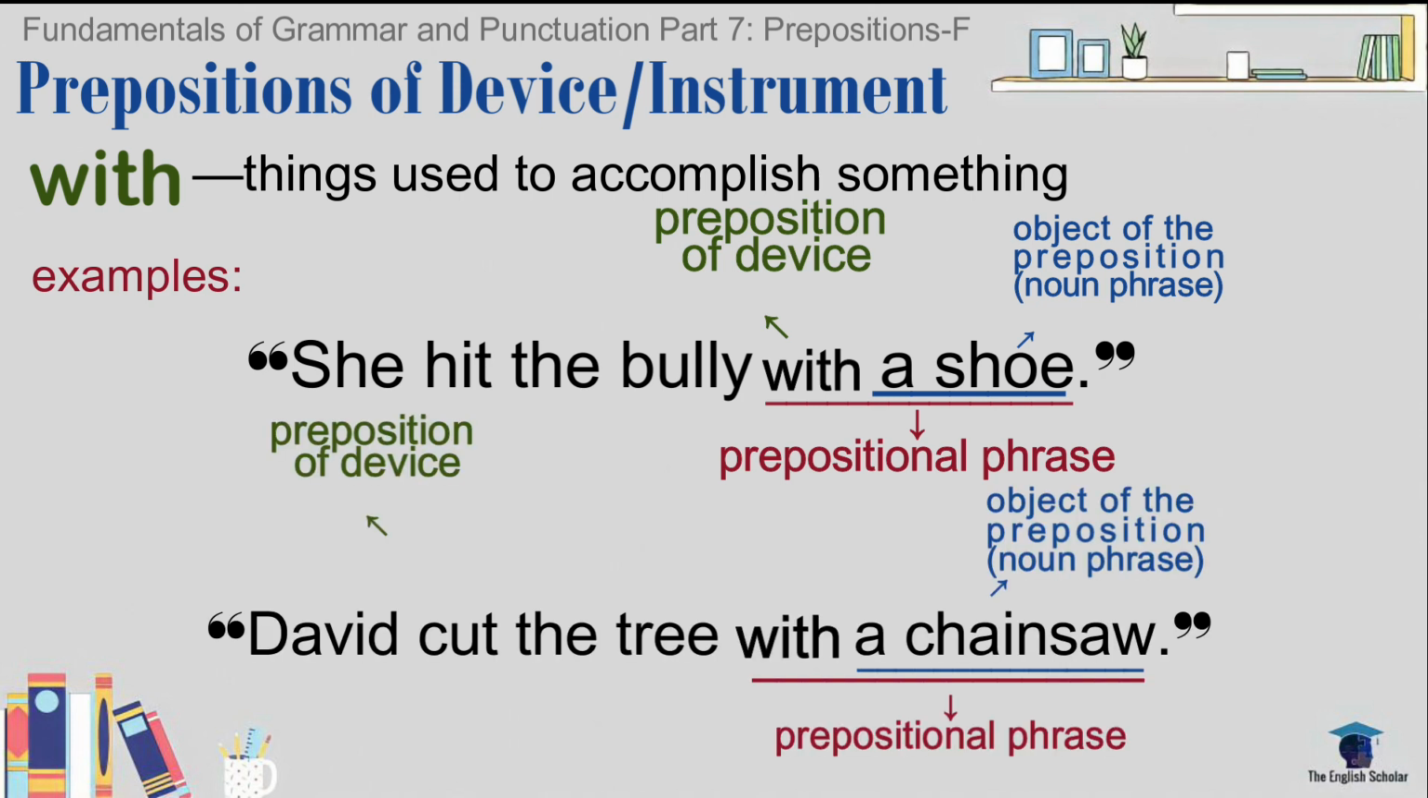David cut the tree with a chainsaw, meaning David used a chainsaw to cut the tree. The shoe and the chainsaw here are things or machines, so we used with to show that they are being used to accomplish something: one, to hit the bully; two, to cut the tree.